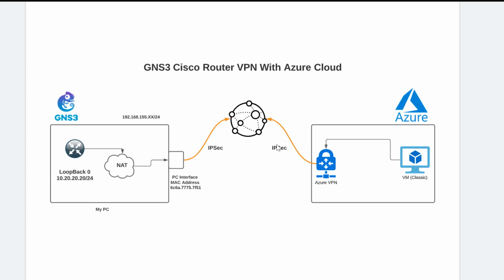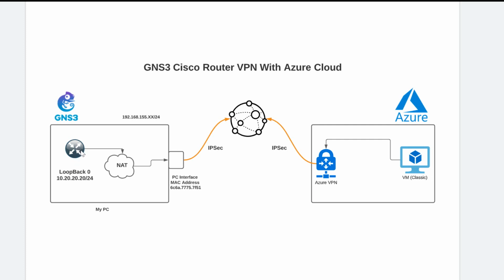So the lab will include, as you can see here, this represents my computer, my PC. In my PC, I have GNS3. In GNS3, I'm going to use a Cisco router IOSv with the loopback 10.20.20.20/24 or /32, whatever. That will be used for testing.